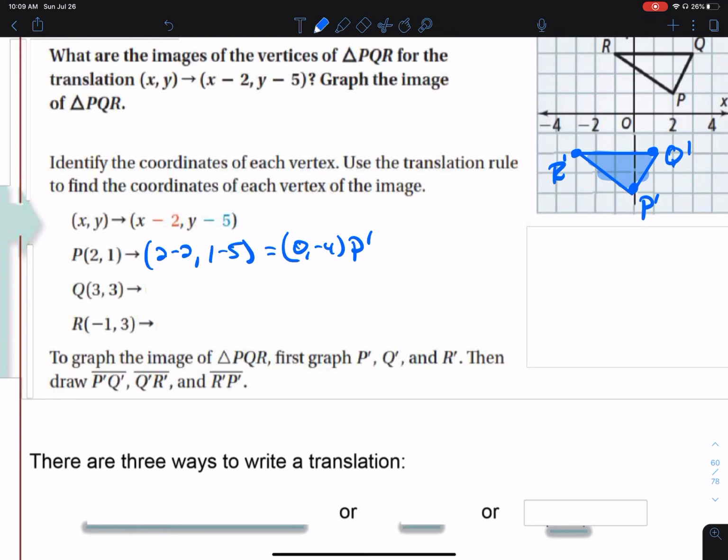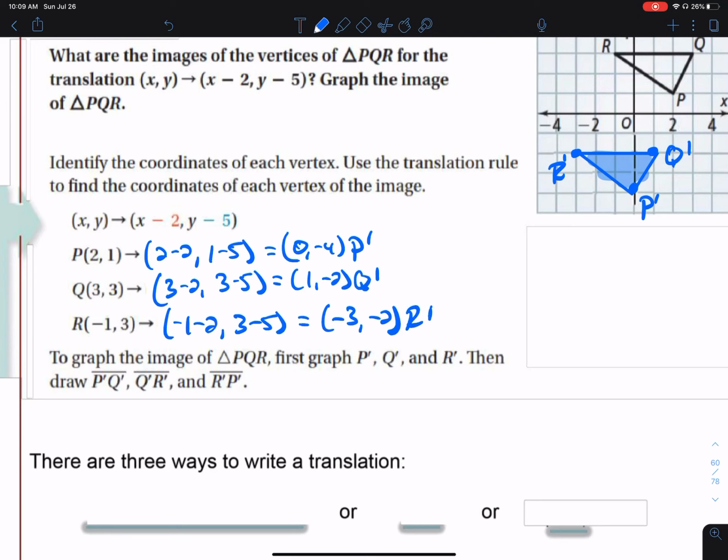So that checks out. 3, 3, you subtract 2 from the 3, subtract 5 from the 3. And you're going to get the ordered pair 1, negative 2 for Q prime. Look at Q prime, it's 1 to the right and 2 down. That checks out. R, we're going to subtract 2 from the x value, subtract 5 from the y value. It's going to be negative 3, negative 2. That's R prime. That's left 1, 2, 3, and down 2. So, checks out.